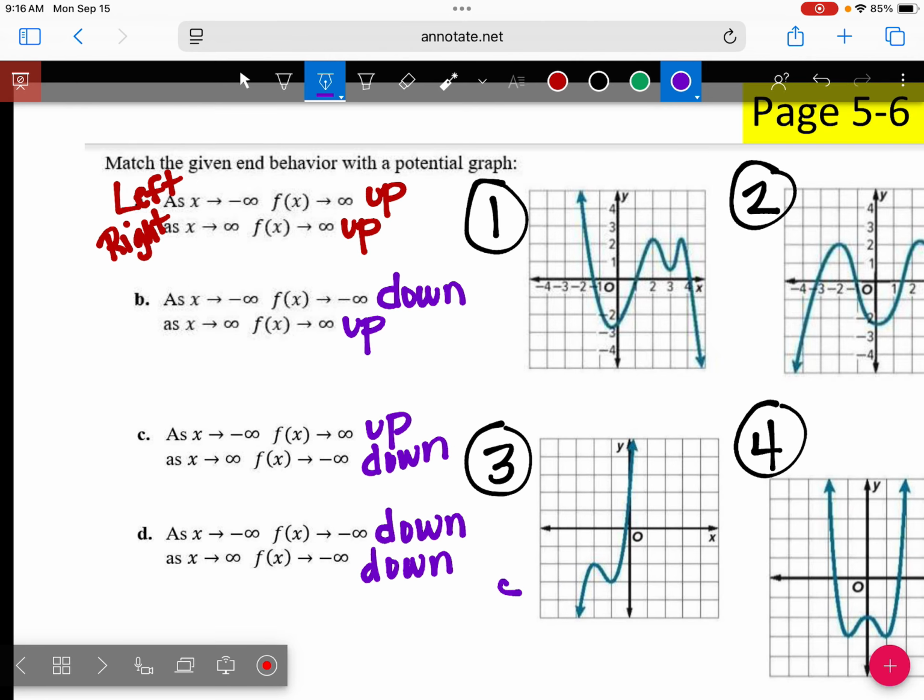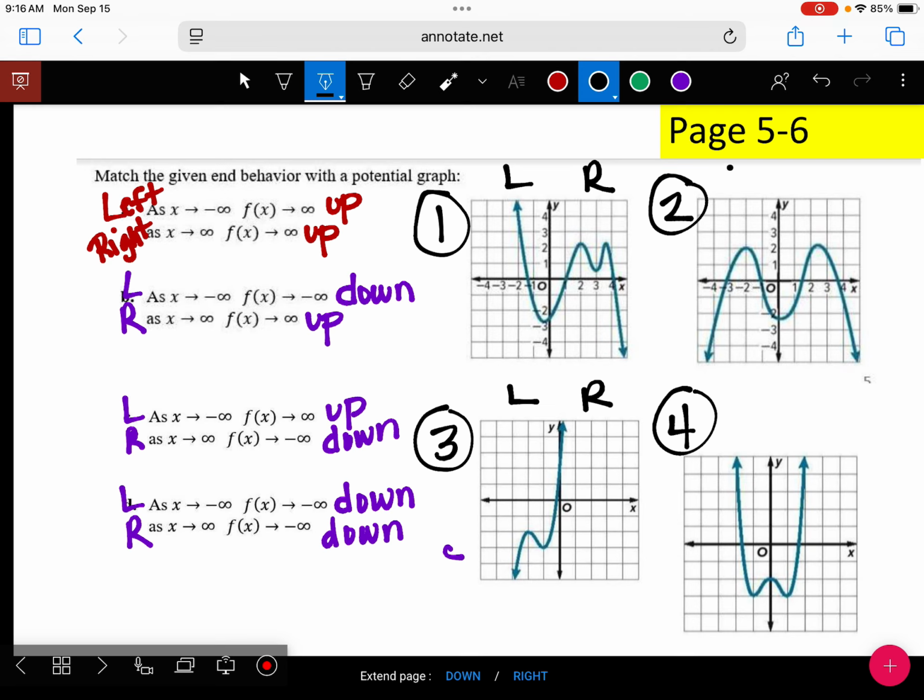So I'm going to give you a minute. So again, this is left, right, left, right, left, right. And when you're looking at your graph, this side is the left, this is the right. When we say left, right, I'm talking about the y-axis. Left side of the y-axis, right side of the y-axis. So I just want you to take a minute and see if you can match A, B, C, and D. Which one goes with what graph? Now, the up, up, and the down, down, those should be easy. It's the odd functions that we kind of have to look at a little bit closer.